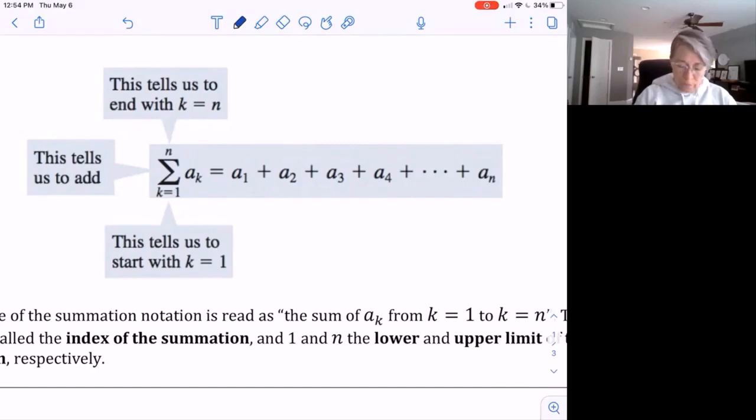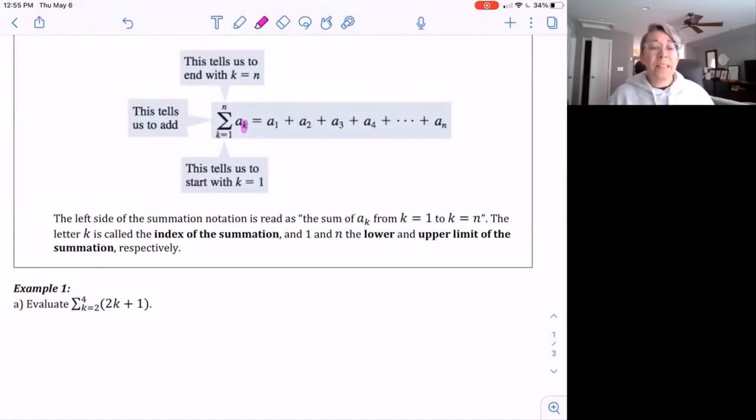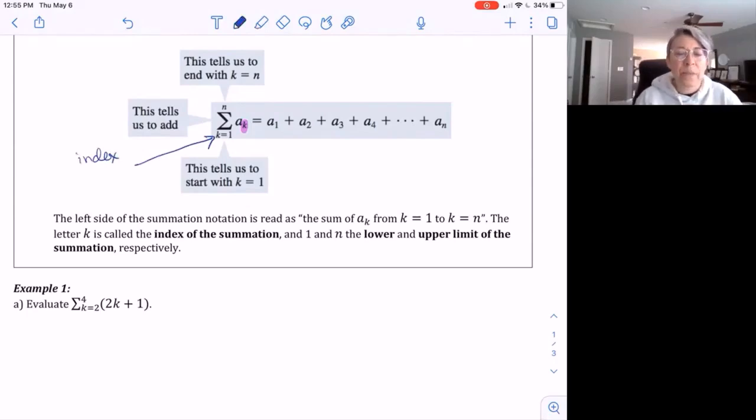So this little k here is what tells us where we're going to plug in those values of k, where k equals 1, k equals 2, and so forth. That summation is read as the sum of a sub k from k equals 1 to k equals n. The letter k is the index of summation. A lot of times we just call it the index, and 1 is the lower limit, and the n is the upper limit of the summation.